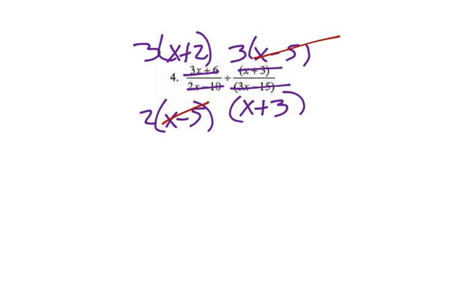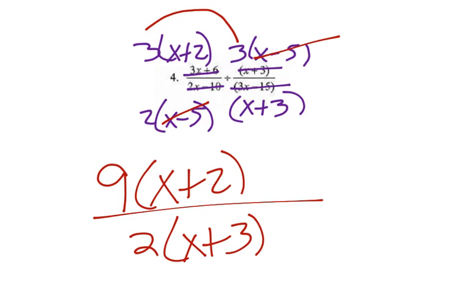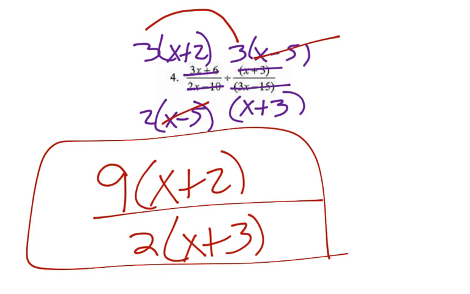That's all I'm seeing. Go ahead and multiply the 3 times the 3, and you have a 9 and an x plus 2 on top. You have a 2 and an x plus 3 on the bottom. Always go back and double check when you write your answer and make sure there's not something you missed. Make sure there's nothing that'll still cancel.